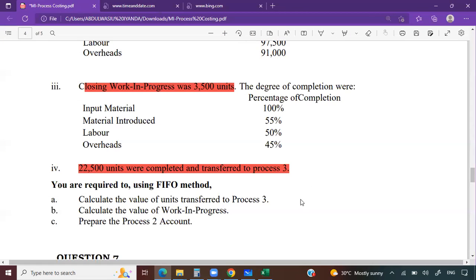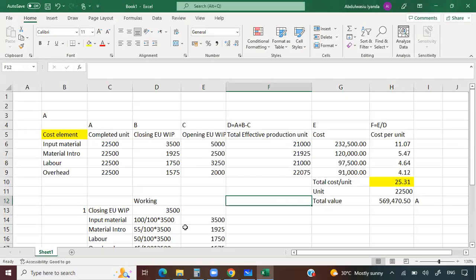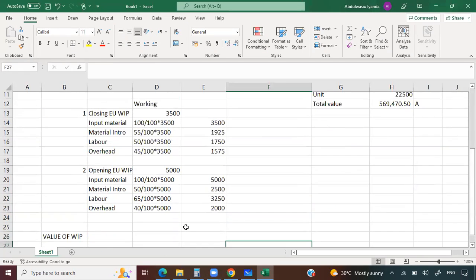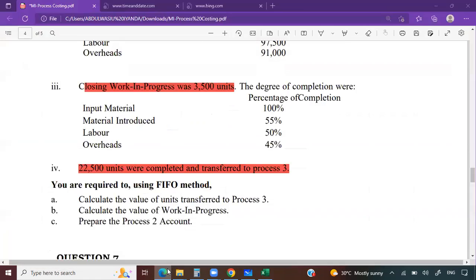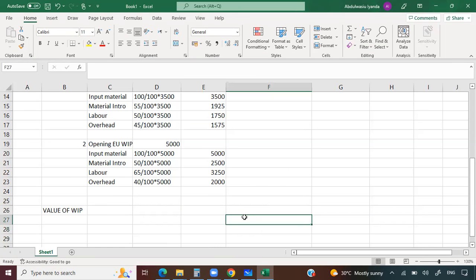Requirement B is now saying: calculate the value of work in progress. Value of what now? Of work in progress. Now, there are two work in progress. Let's say calculate the value of what? Work in progress. The work in progress here now, is it the opening or the closing?